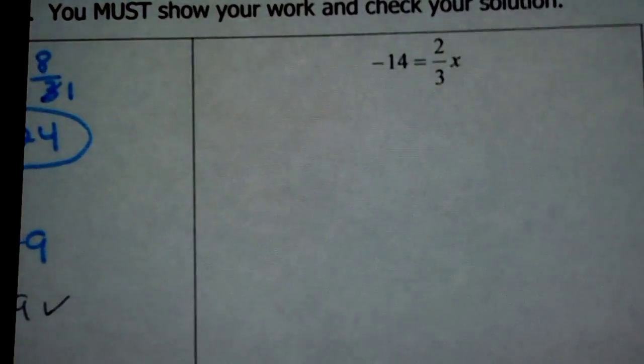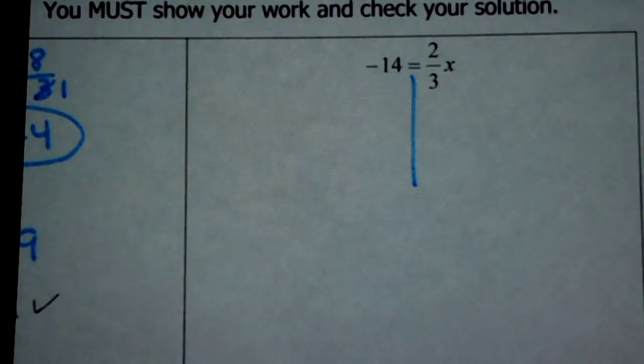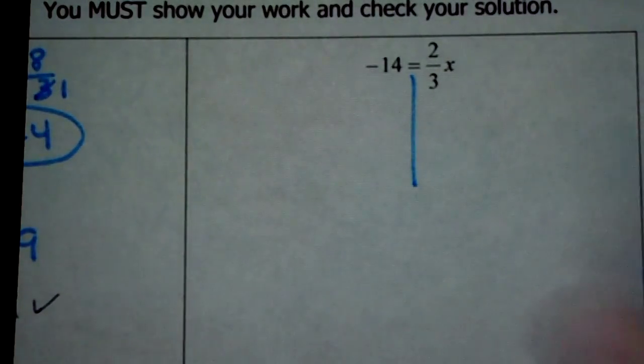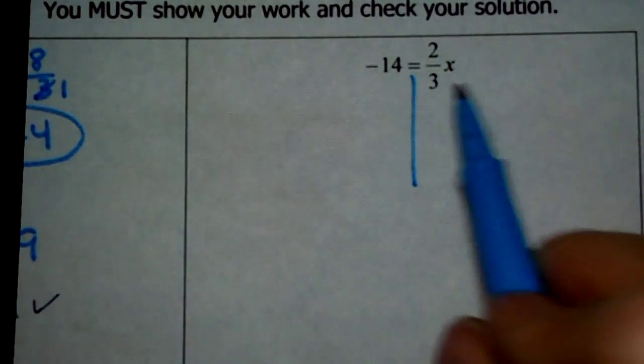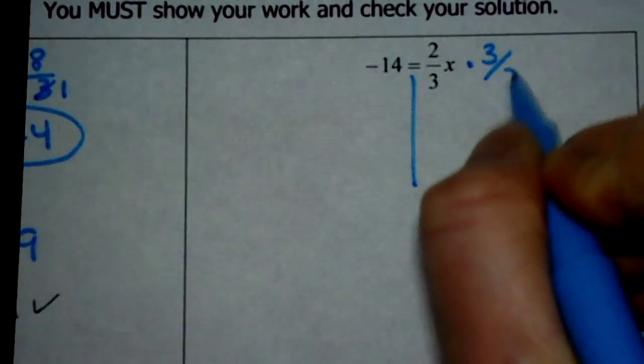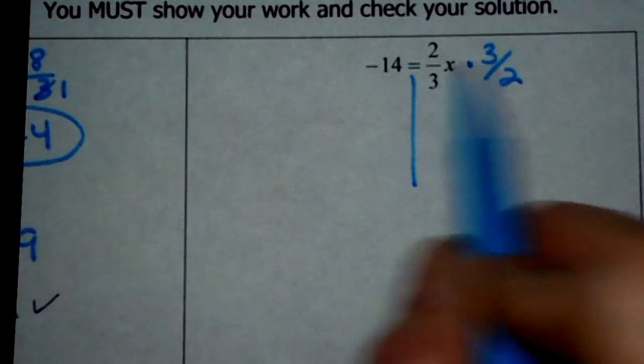All right, take a look at this next one. I have negative 14 equals 2/3 x. Draw your line. This time, the x is on the other side. That's okay. It's a fractional coefficient. So this means 2/3 times x, right? If you multiply this by 3/2, the order that you multiply those three doesn't matter. So 2/3 times x times 3/2.